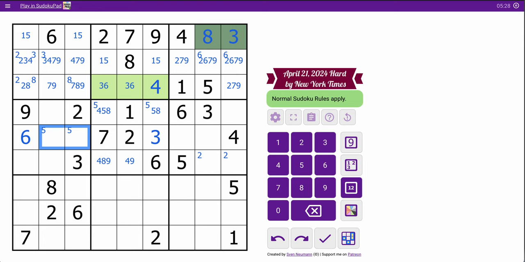2, 3, 4, 6, 7 in row 5. I need 1, 5, 8, 9. There's a lot of 1, 5s. Okay, this is only 8, 9. It can't be 1, 5. This is 1, 9. It can't be 5, 8. Okay, I put 9 in one of those two, which we knew from 9 being one of those two.